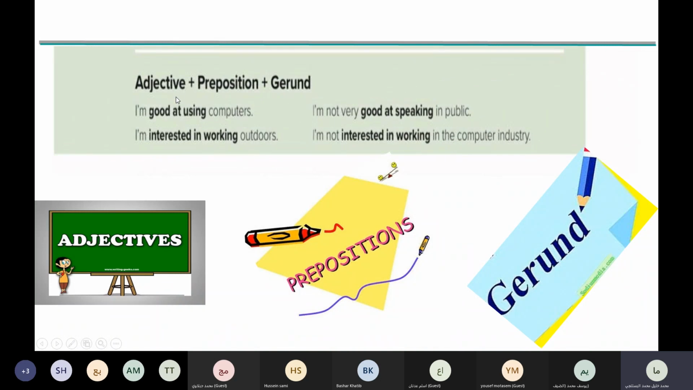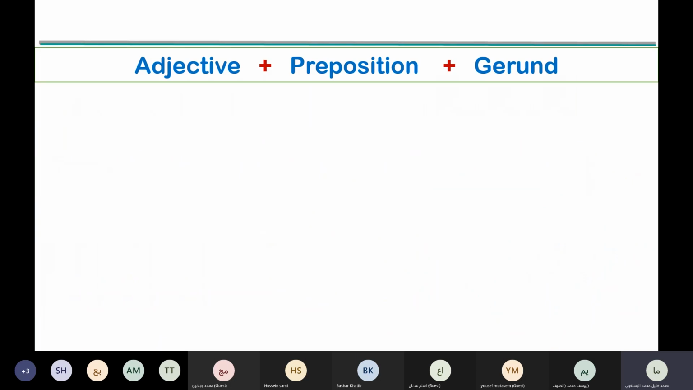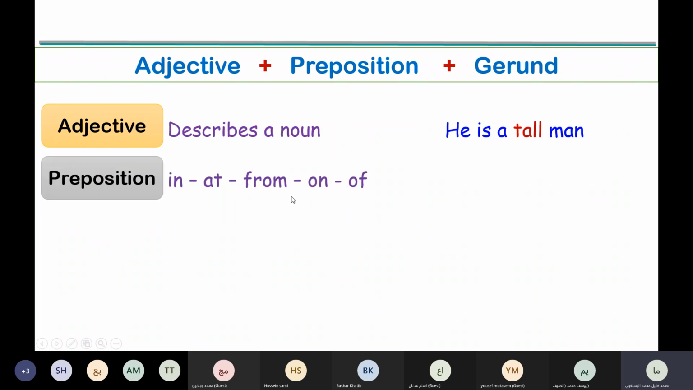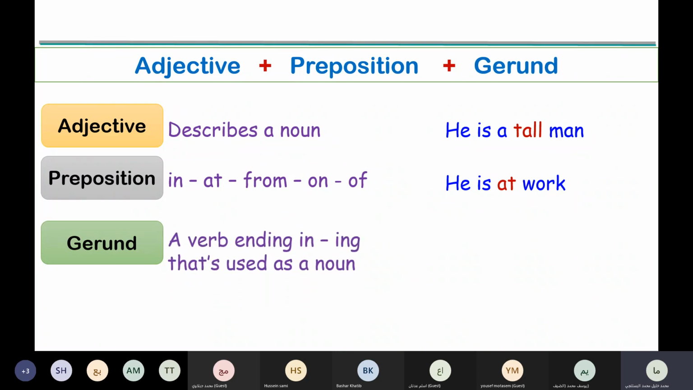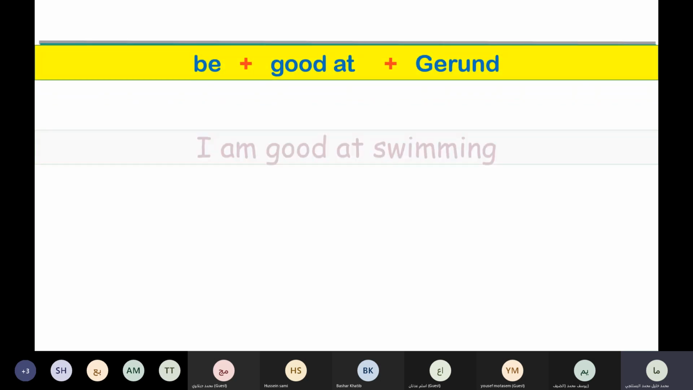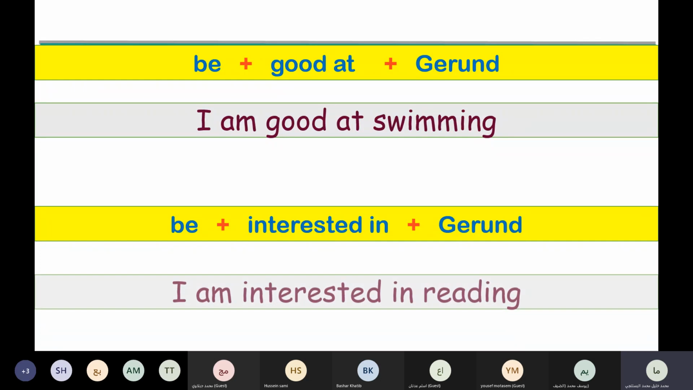Here we talked about the adjective, preposition, gerund. I'm good at using computers and so on. I think it is easy for you. The adjective plus the preposition and what? The gerund. The adjective always describes what? A noun. Yes. The prepositions, like here we have examples: at, from, etc. And the gerund, the word verb plus ing used as a noun. A verb ending in ing that is used as a noun. She's good at driving. Drive, the verb, driving. Now here, what is a noun? Yes. I'm good at swimming, etc. I'm interested in reading.